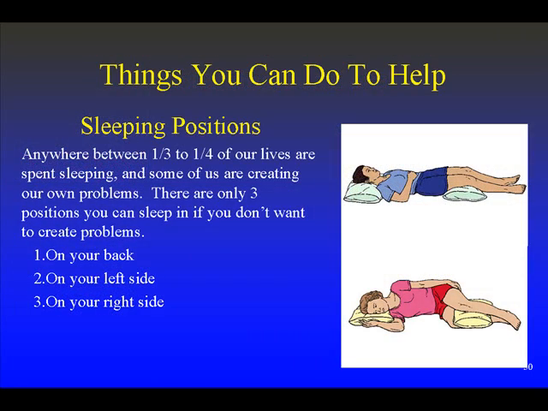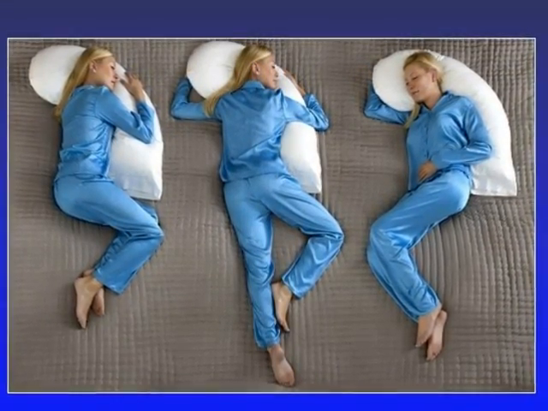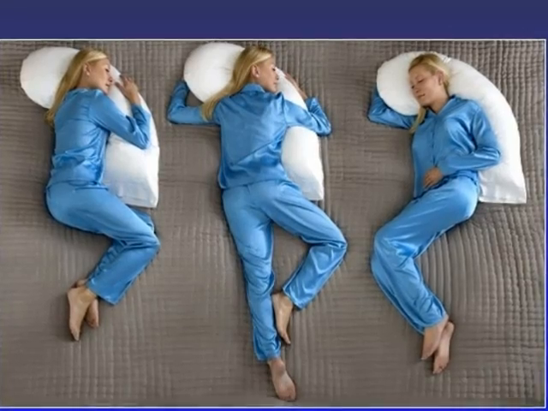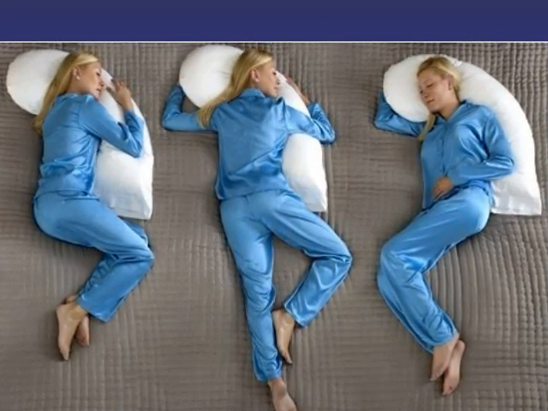It seems that we spend anywhere between 1/3 to 1/4 of our lives sleeping, and some of us are creating our own problems. There are only 3 positions you can sleep in if you don't want to create problems: on your back, on your right side, or on your left side. If you must sleep on your tummy, I suggest getting one of these body pillows to help to reduce the pressures on the spine.